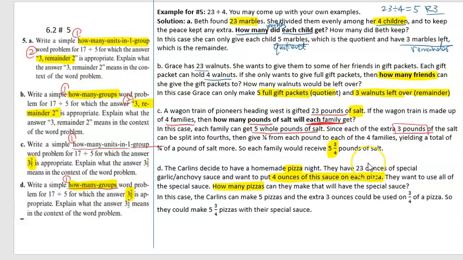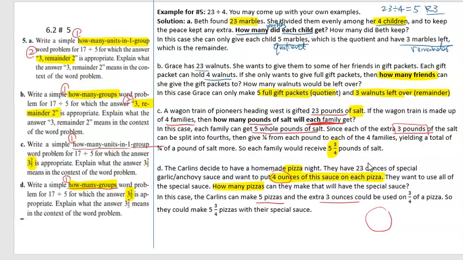Okay, so we have 23 ounces. We're gonna use them to make pizza, because every pizza needs 4 ounces. So again, that means we only have enough to make 5 pizzas, because there are going to be 3 ounces left. After we make 5 pizzas, 3 ounces of sauce left. And that's not enough to make one pizza, because one pizza takes 4 ounces. But we can make a portion of a pizza.